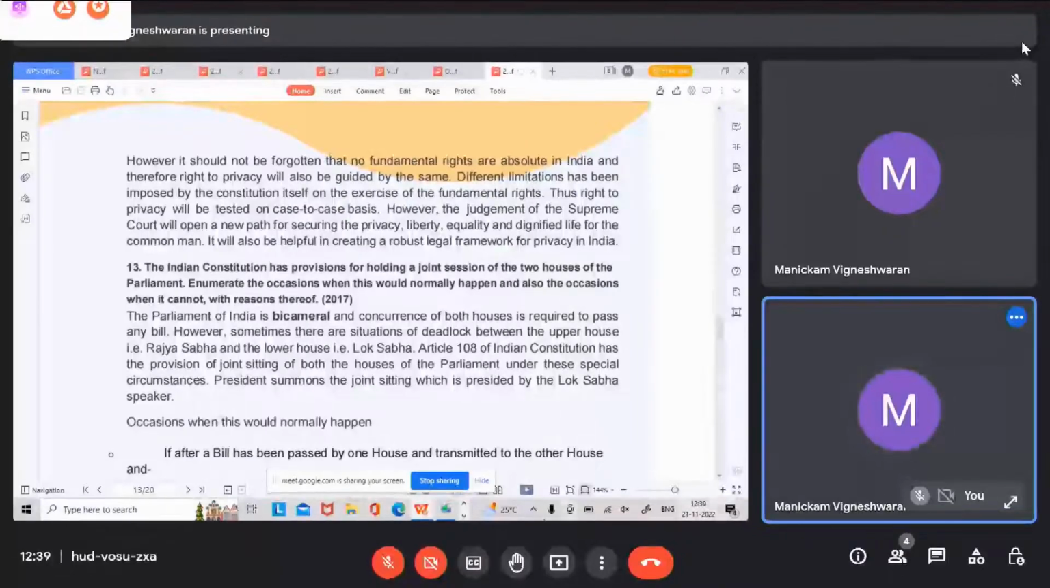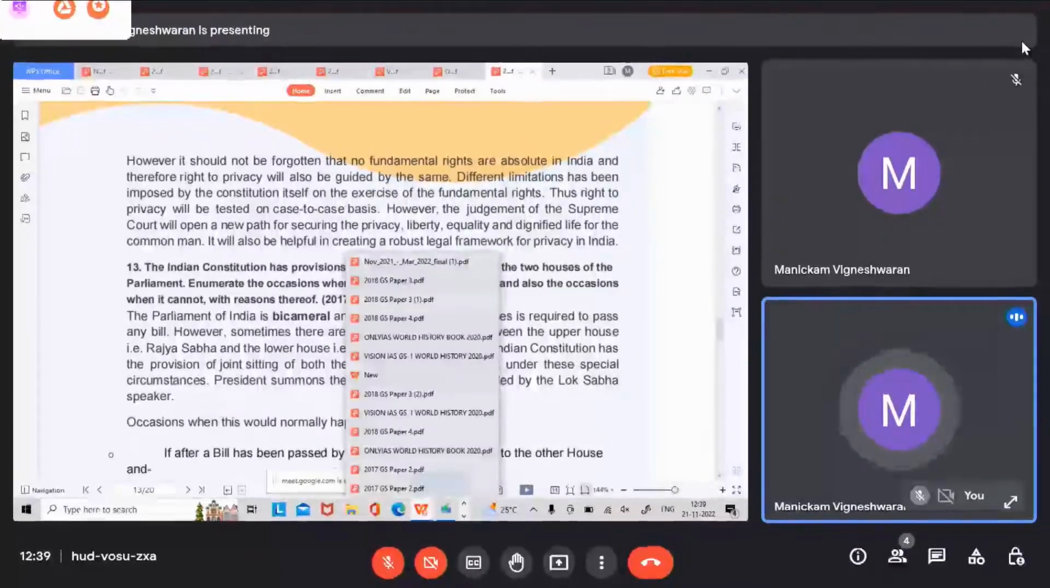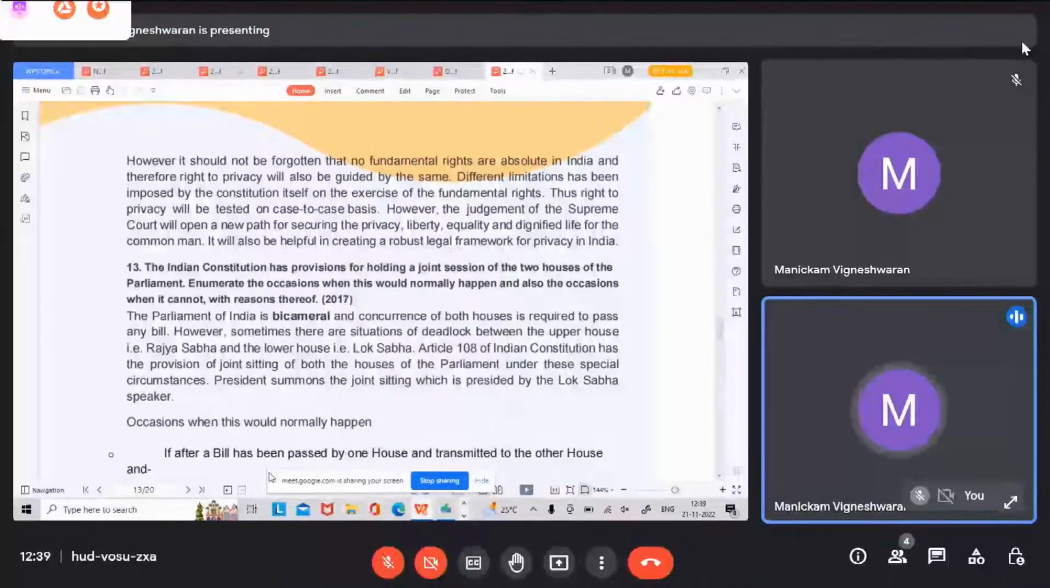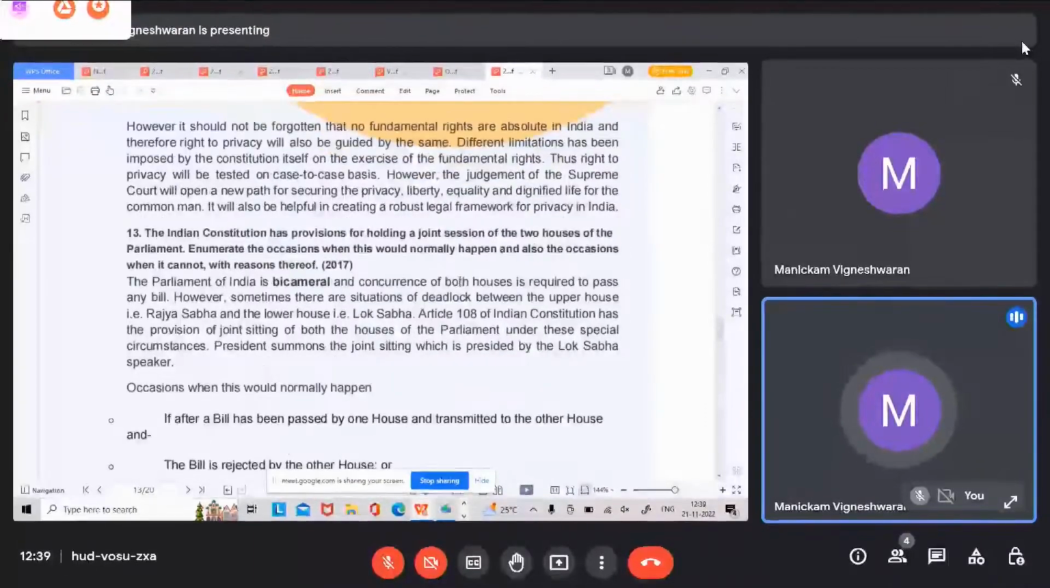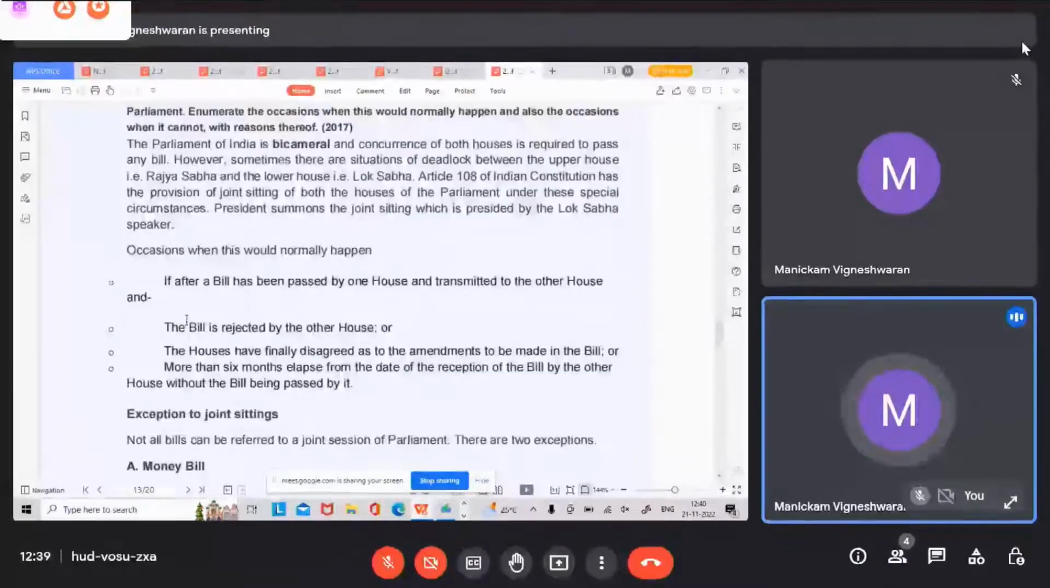So, this is question number 12. Next question: the Indian Constitution has a provision for holding a joint session of the two Houses of Parliament. Enumerate the occasions when this would normally happen, and also occasions when it cannot, and the reasons.